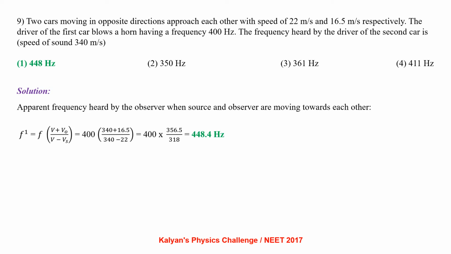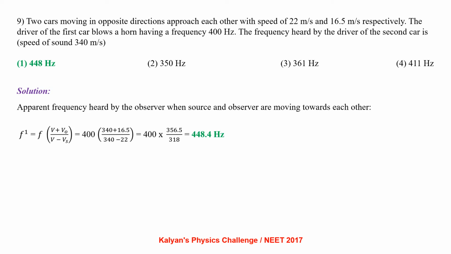Two cars moving in opposite directions approach each other with a speed of 22 meter per second and 16.5 meter per second respectively. The driver of the first car blows a horn having a frequency of 400 Hz. The frequency heard by the driver of the second car is. Given speed of sound 340 meter per second.